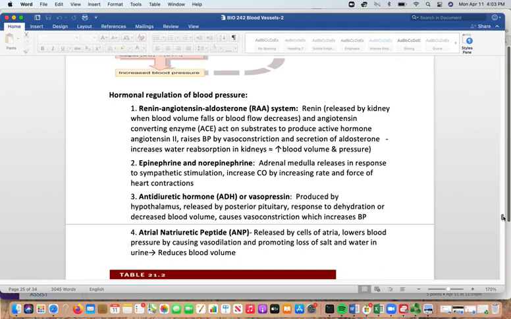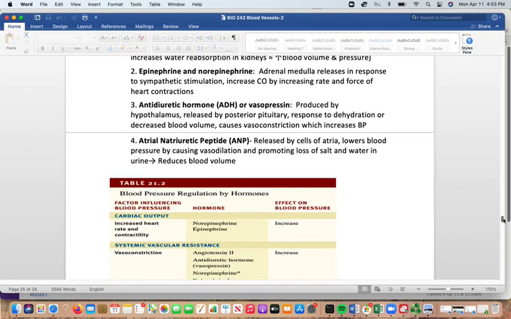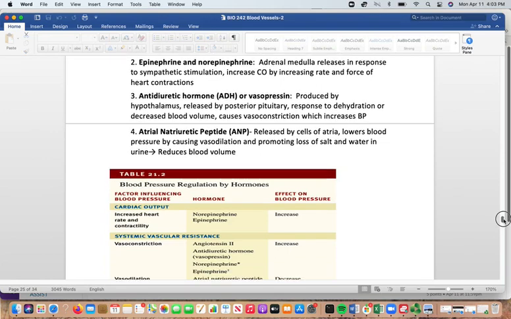And then we've got one hormone here that will lower things, the atrial natriuretic peptide. This is going to be released by the atria of the heart. It will lower the blood pressure and cause vasodilation. And it will also promote the loss of salt and water in the urine to reduce the blood volume. So even though you do have a hormone that brings things down, typically that's not going to kick in unless the pressure is really high. We have lots of mechanisms to make sure blood pressure stays high enough, because it's critical you have adequate blood flow to the brain to stay conscious.